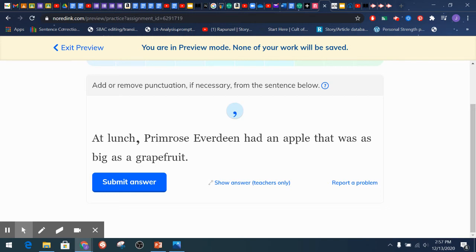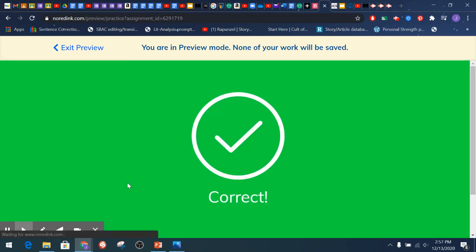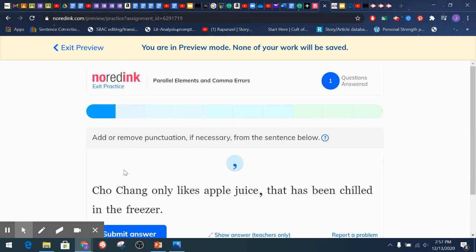So at lunch, Primrose Everdeen had an apple. You should know this from the previous tutorial, when we have words like at, it's telling us this is a prepositional phrase. It's telling us where something is happening. It requires a comma. I don't mind throwing out terms like prepositional phrase because ideally you would know what those are by this time, but I know that you probably have not been taught what prepositions are. So it's much easier for me to tell you that prepositions are words that tell you where things happen in relation to something else. So under, over, after, which is actually when something happened.